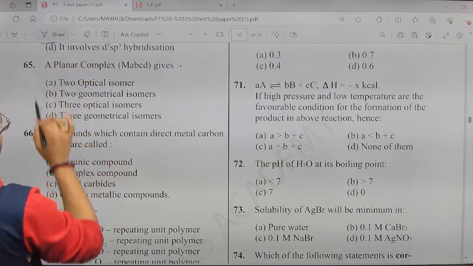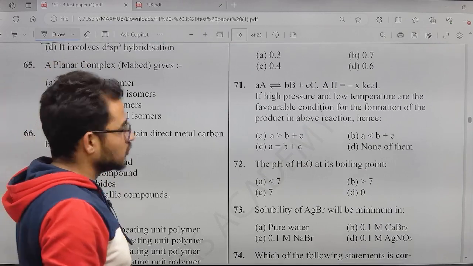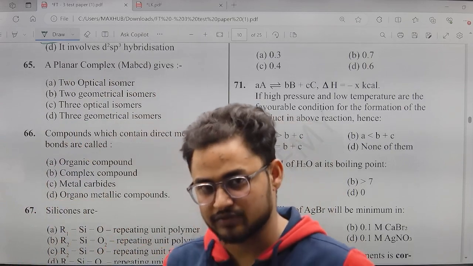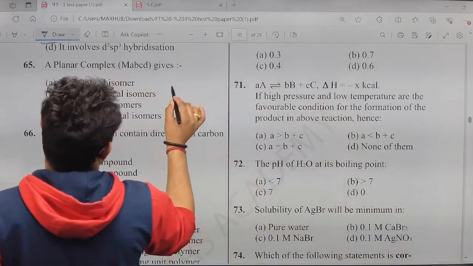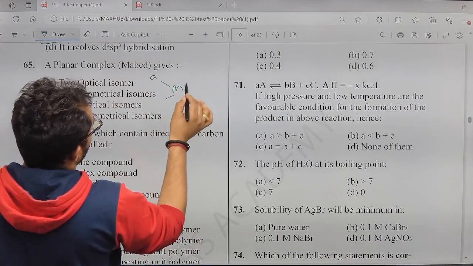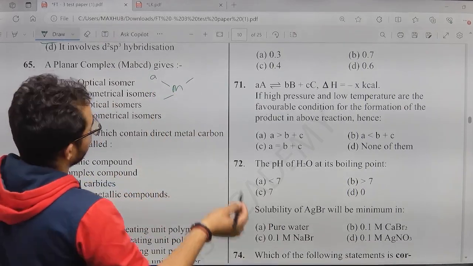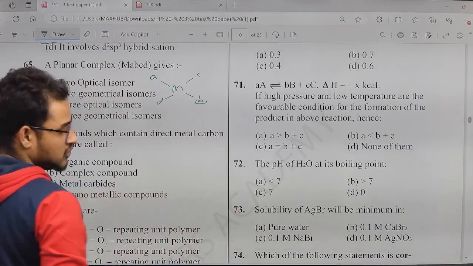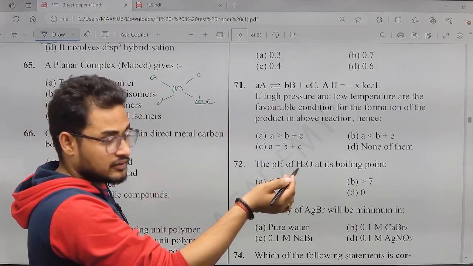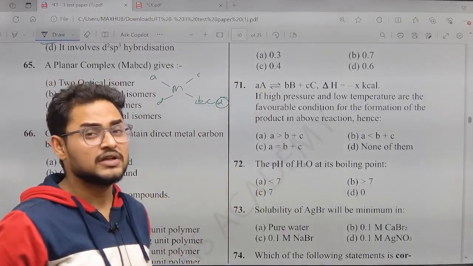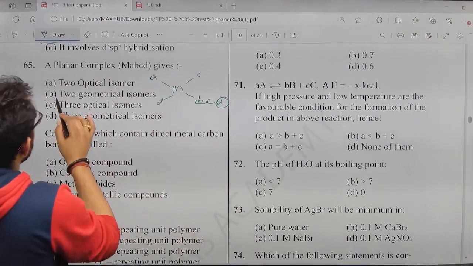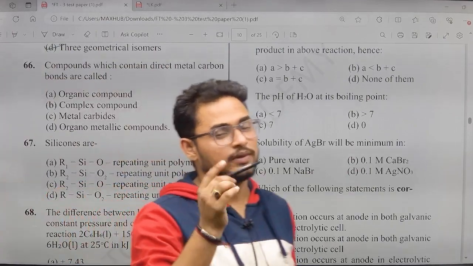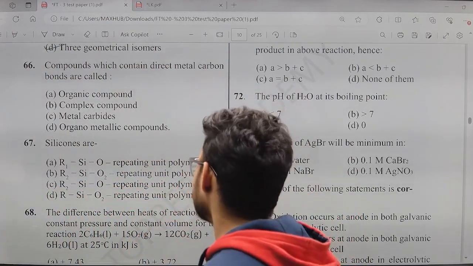A planar complex MABCD gives. We know that it is planar, so there is a plane of symmetry. So it cannot show optical isomerism, but it can provide geometrical isomers. In front of A, in the trans position just opposite to A, there can be B, C, or D. In place of B opposite to A, there can be C. In the next, there can be D. In this way, we will have 3 geometrical isomers: A opposite to B, A opposite to C, A opposite to D.